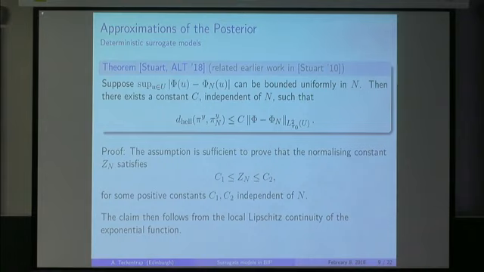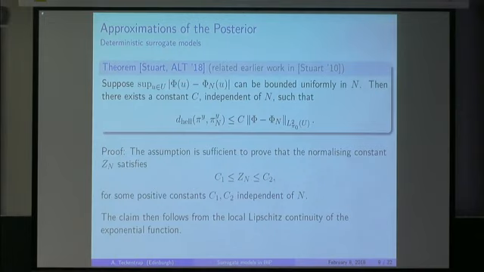The reason that you need this assumption here is that you can use it to prove this. So then you can prove that the normalizing constant of the approximate posterior can be bounded independently of n, both from above and below. And this then tells you that this constant c here, which heavily depends on this normalizing constant, can be chosen independently of n. Okay? So that's what you need this assumption for, and then the rest really just follows from the local Lipschitz continuity of the exponential function. Okay. So that was the result for deterministic surrogate models phi n.